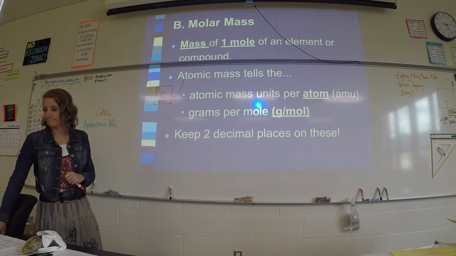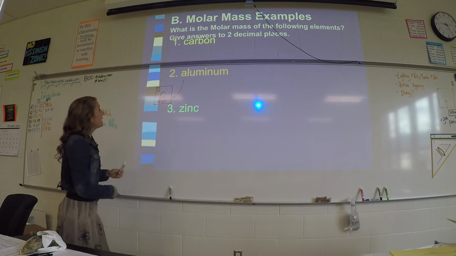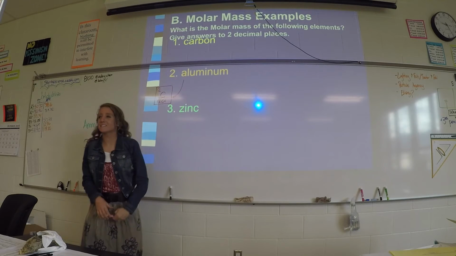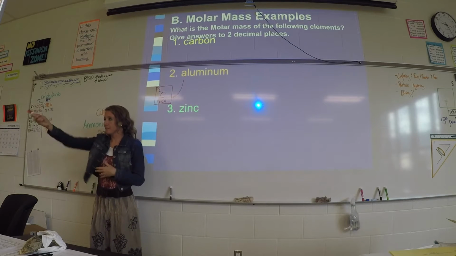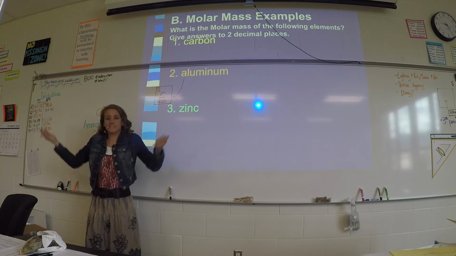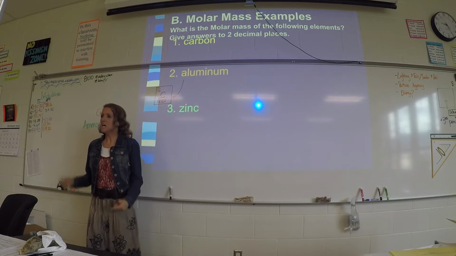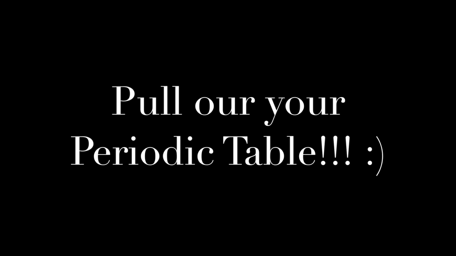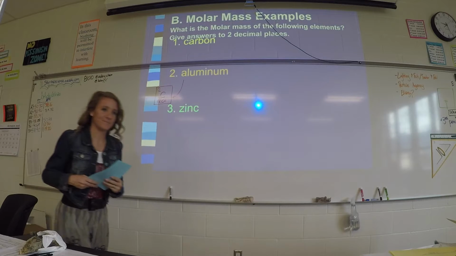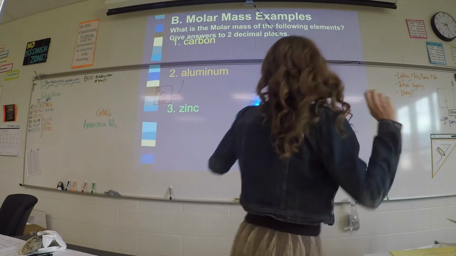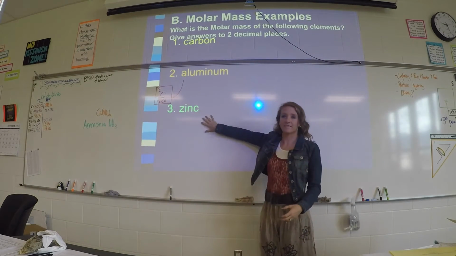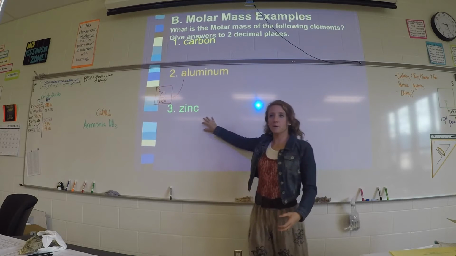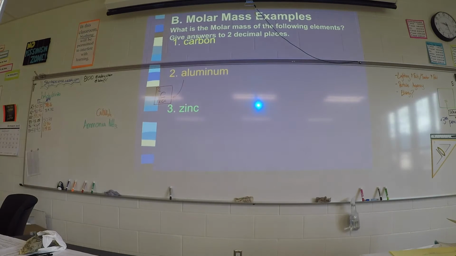For example, if I wanted to find the molar mass of an element, we just look at the bottom of the periodic table. So this would be a good idea, everybody: pull out your periodic table right now and have it in front of you. Write down aluminum and zinc for me. Write down the molar mass of both of these, and if you get them right, I'll give you a smiley face.